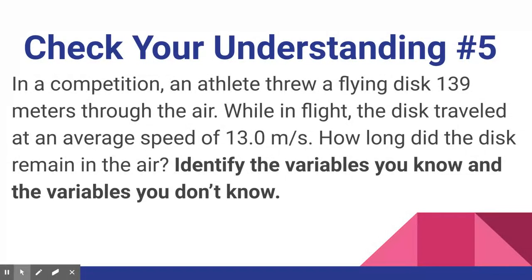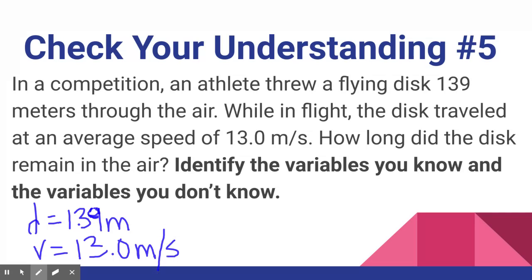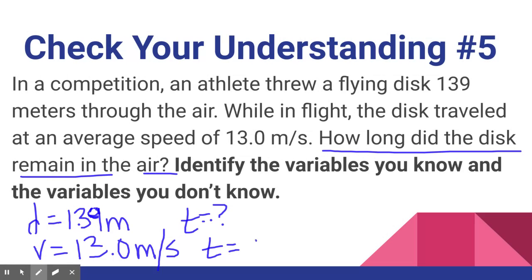Okay, so let's identify those variables. We've got a disc that's going to travel a distance of 139 meters, and it's going to travel that with a speed of 13.0 meters per second. And we're trying to find time. How long did it stay in the air? What's our time? Since we're trying to find time, T is equal to D over V. Distance divided by speed.